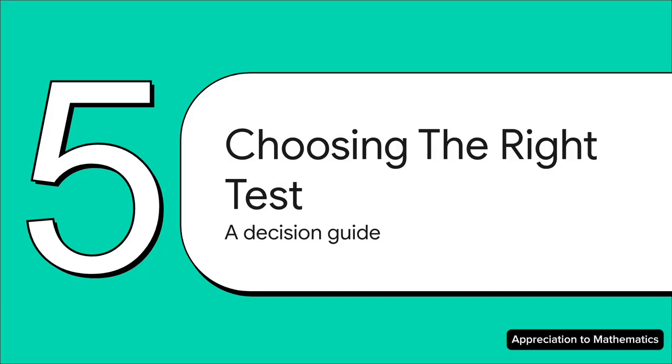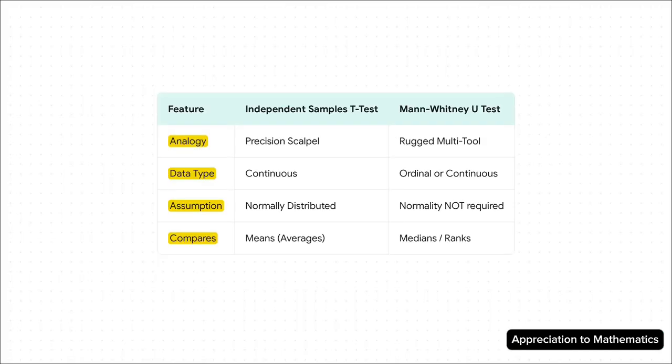Okay, so we've met our two champions, the t-test and the Mann-Whitney U. Let's wrap this all up in a simple guide so you know exactly which tool to grab from the toolbox and when. Here it is, a side-by-side showdown. Your t-test is the precision scalpel. You use it for continuous data that fits that nice bell curve, and it compares the averages. Your Mann-Whitney U is the rugged multi-tool. It can handle continuous data or ranked data. And this is the key. It does not require normality. Instead of looking at averages, it compares the medians or the overall ranks, which makes it awesome for dealing with outliers.